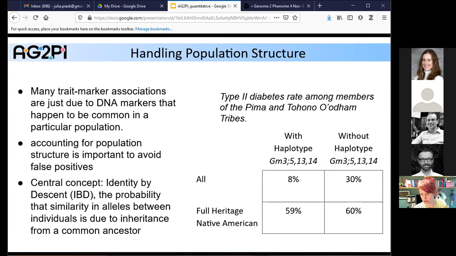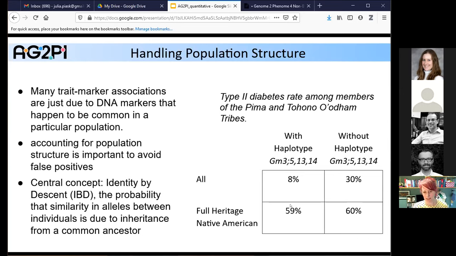And here is a classic example, the rate of type 2 diabetes among Native Americans in these First Nations historically located in the Arizona area. If you just looked at all the people being sampled, 8% of them that had this extremely unmemorable haplotype, a combination of genotypes, had diabetes. And if they didn't have the haplotype, it was a much higher rate. Well, if you simply pulled off people who were full heritage Native American, it was actually pretty equal. This haplotype had nothing to do with the occurrence of type 2 diabetes.